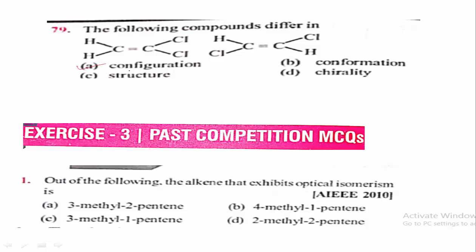In that, the first one is, out of the following, the alkene that exhibits optical isomerism is. Students, for a compound which shows optical isomerism, it must contain a chiral carbon atom. That is one of the necessary conditions.